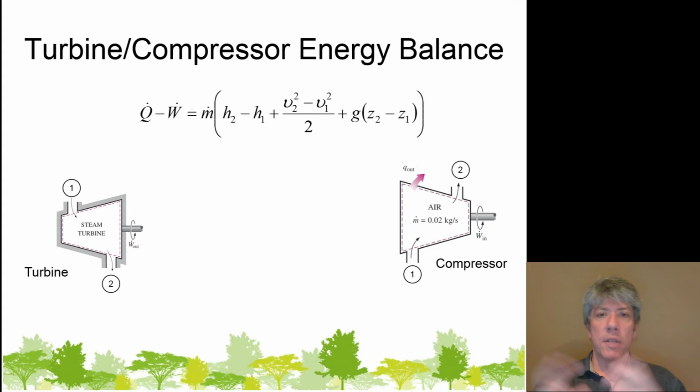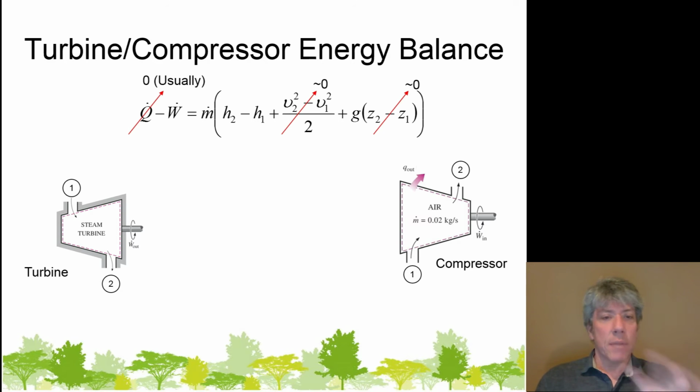Now, a lot of times these things are insulated, and so there will be no heat interaction. But sometimes, especially in the case of a compressor, you intentionally cool it. So depending on exactly what you got, you may or may not be able to cross off the Q dot term, but you always cannot cross off the W dot or the work interaction term. And so what else could we actually cross off? Well, a lot of times, like I said, we can cross off Q dot, but it depends.